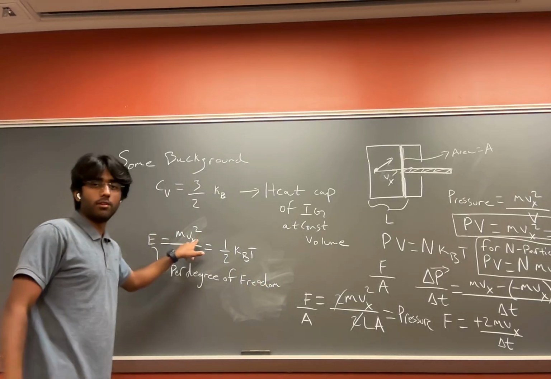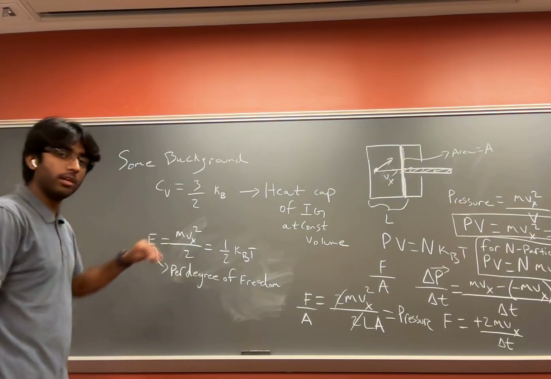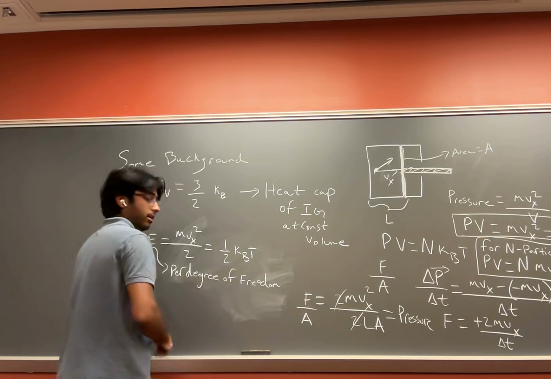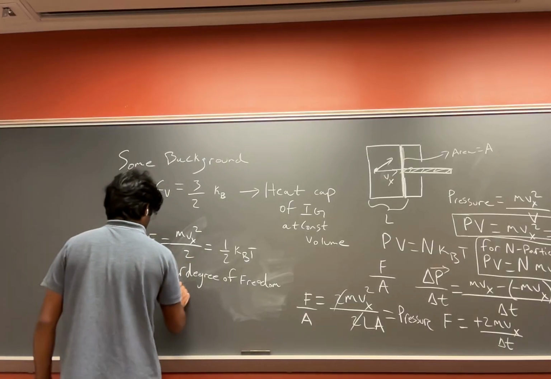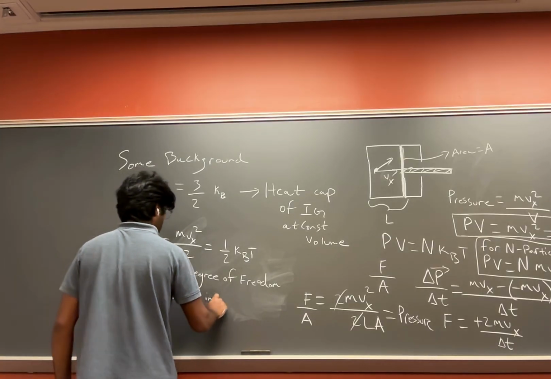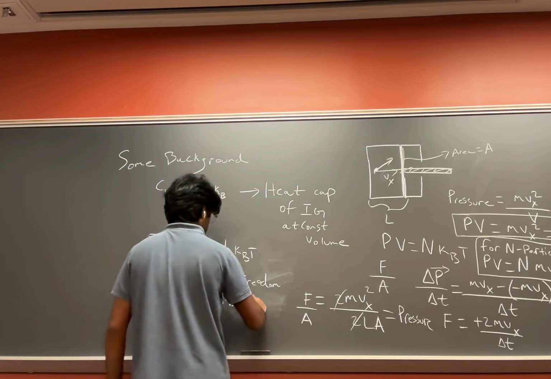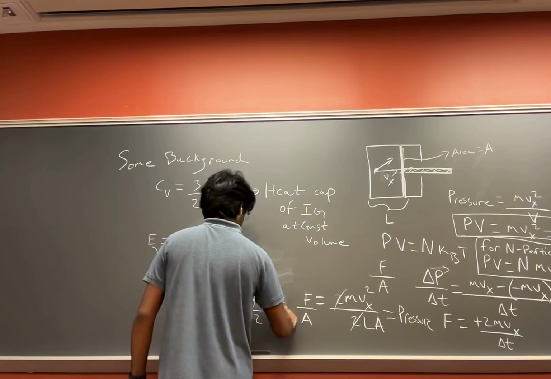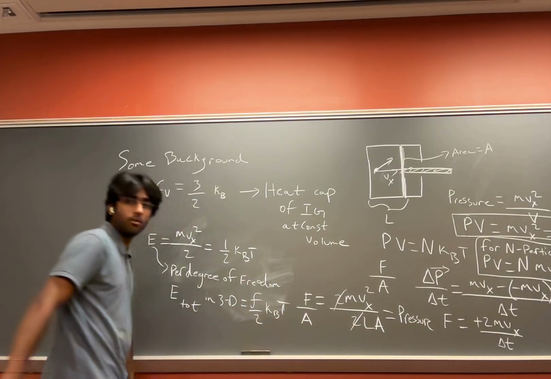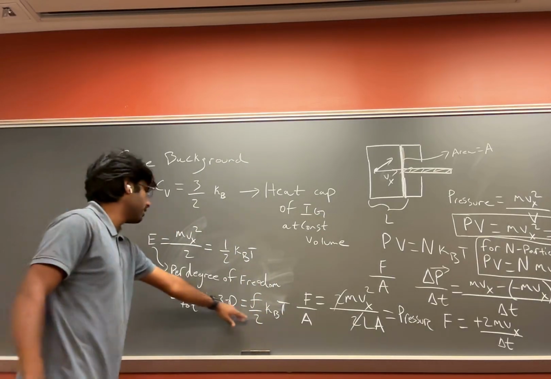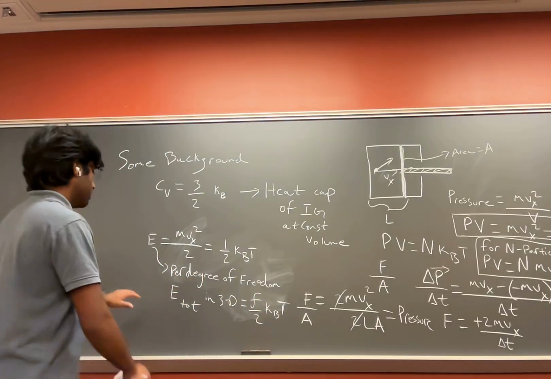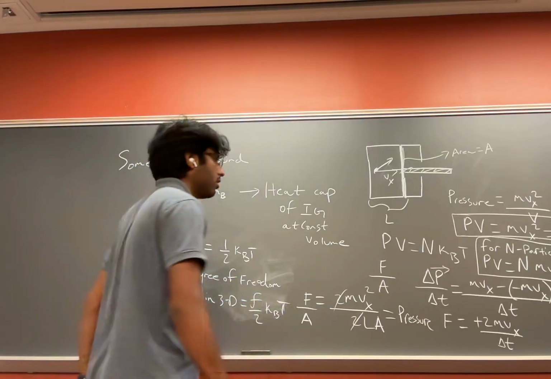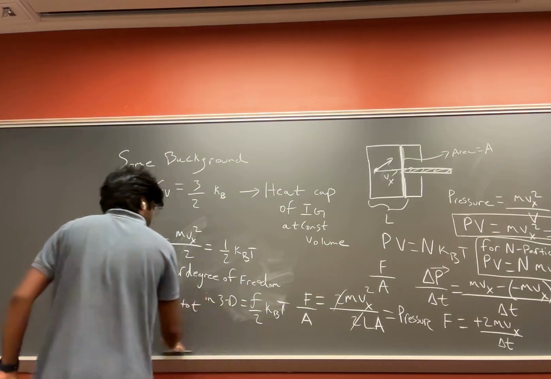Because if we considered the velocity in all three directions, then this would just get multiplied by 3. So we can say that E total in 3D is f over 2 kBT. And of course, this is just for one particle. So if we want the total energy of the system for n particles, we just multiply by n.